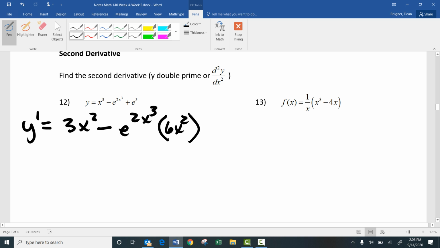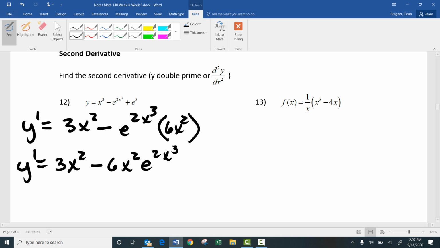Okay. Now, this last thing might cause students some problems. E to the fifth is a number. E is like 2.718, blah, blah, blah. So e to the fifth is a number, and the derivative of a number is 0. So on the end here, you don't need anything. The derivative of e to the fifth is 0. All right? So this is y prime. So I'm just going to put this 6x squared in front, and that's going to go there.